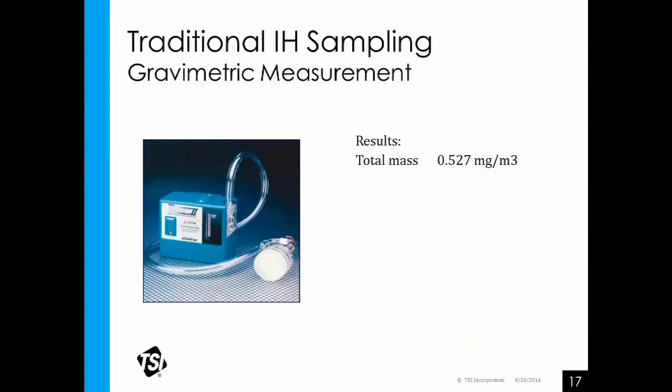So let's say our number is 5.527 milligrams per cubic meter. That's great. If we say our permissible exposure limit is 1.5 times that, or we're half of that, we're good.